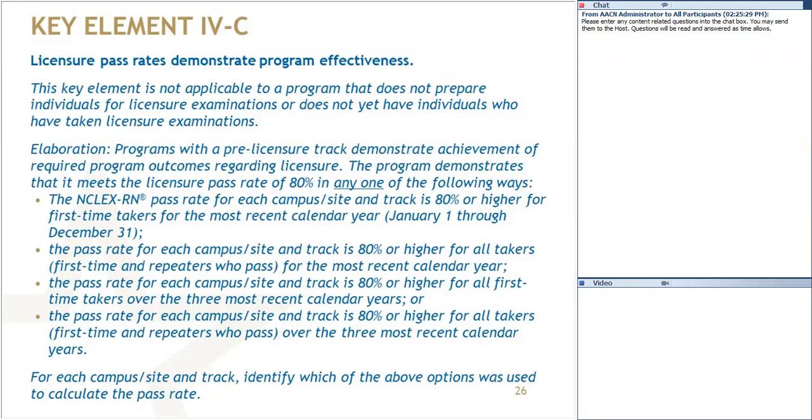However, if we looked at all takers, if we looked at those individuals who also repeated and passed, maybe we had a rate of 88%. So it is possible to choose different options. There's no one option that's better than another. We had to put them in some sort of order, but by meeting any one of those options for any campus site or track would mean that there is compliance with key elements for C.